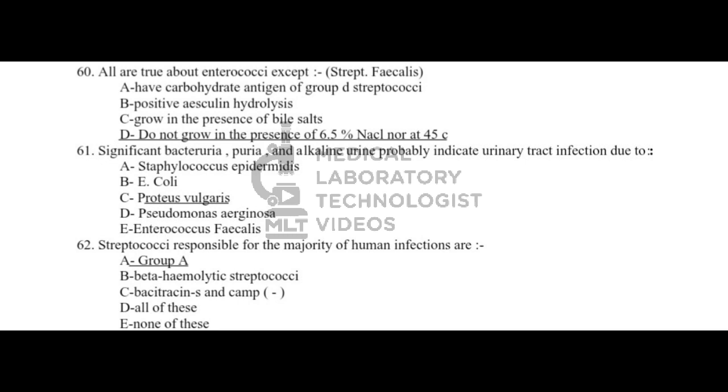Significant bacteriuria, pyuria and alkaline urine probably indicate UTI due to. This will be Proteus. You will see a nitrite positive strip like that. So it will indicate Proteus vulgaris bacteria. Next question is Streptococci responsible for the majority of human infections are Group A. Group A Streptococci are responsible for the majority of human infections.